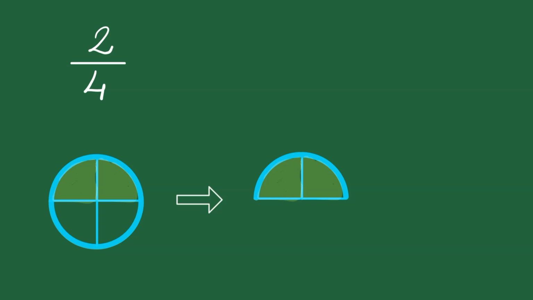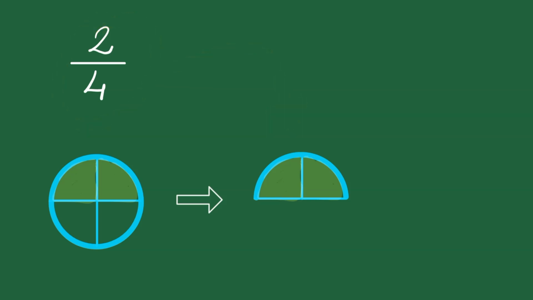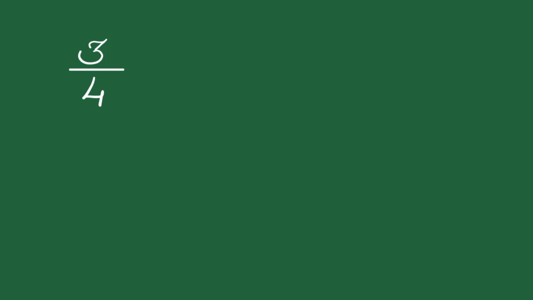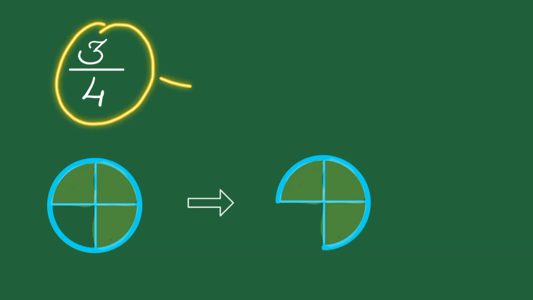For example, to represent the fraction 2/4, we divide a circle into four parts and take two parts. As you can see, the two parts we took correspond to 1/2. And again, to represent the fraction 3/4, we divide a circle into four parts and take three parts. The selected part represents 3/4.